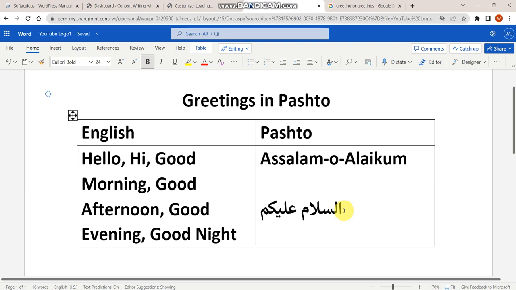So remember, it is Assalamu Alaikum, and sometimes it is more extended. For example, Assalamu Alaikum wa rahmatullahi wa barakatuhu. However, if you say Assalamu Alaikum to someone, it is enough.